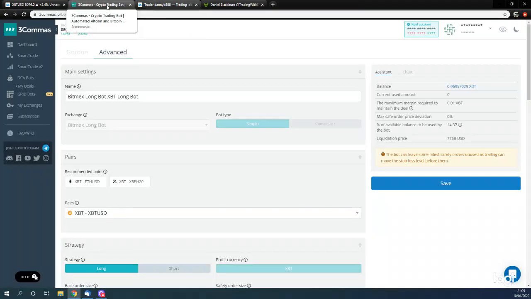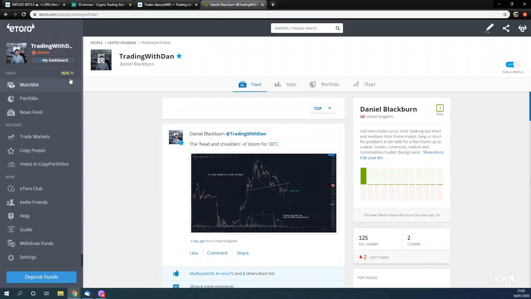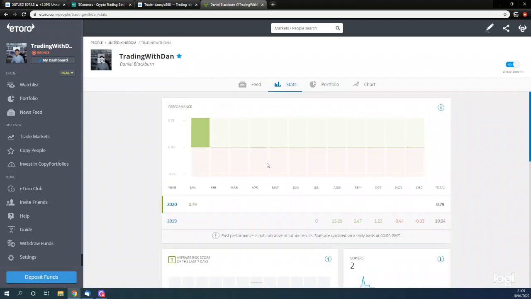Whilst you guys are watching, I just want to quickly show you this is my Toro account, Trading with Dan, where I don't actually trade crypto on here. This is where I trade normal markets. So you can see these are my returns so far.